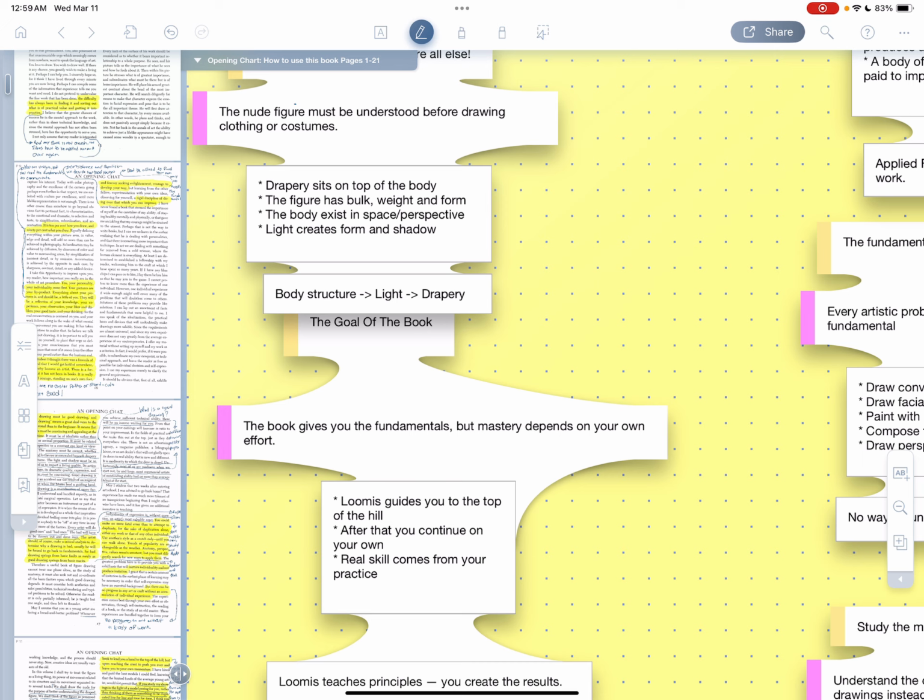Being able to draw drapery is not going to hide a bad drawing, right? Drapery sits on top of the body. The figure has bulk, weight, and form. The body exists in space and perspective. Light creates form and shadow. Body structure, light, drapery.